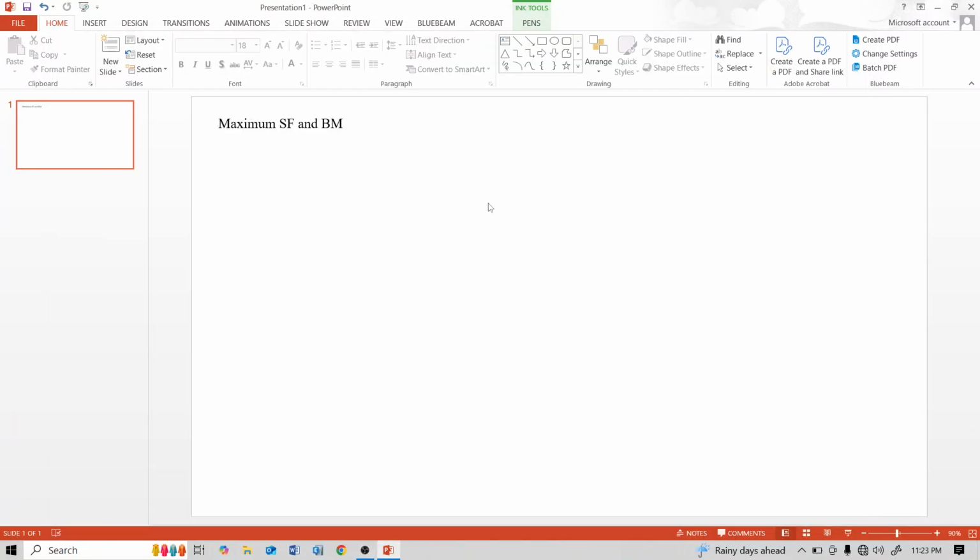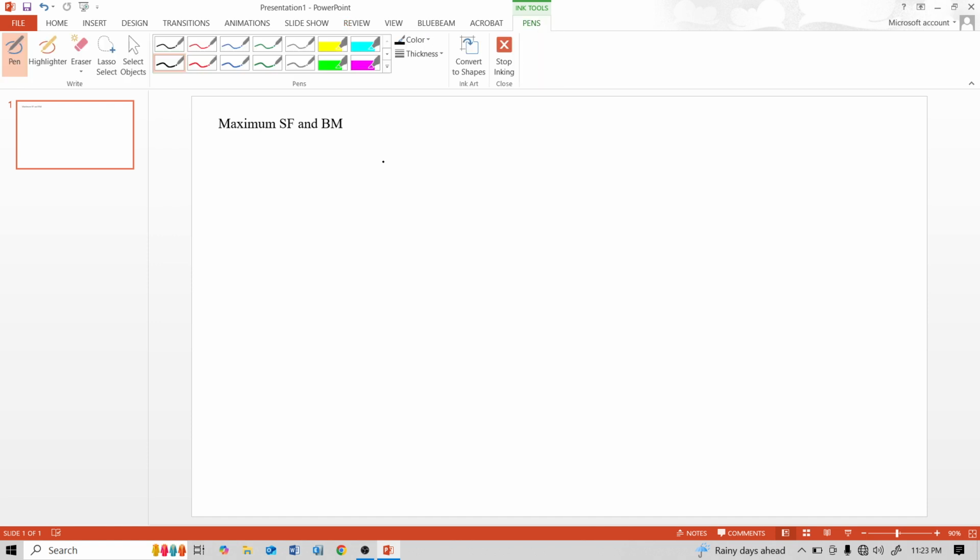Today in this video, we will see types of beams with loading and their maximum shear force and maximum bending moment. First, see simply supported beam with UDL, W per unit length.